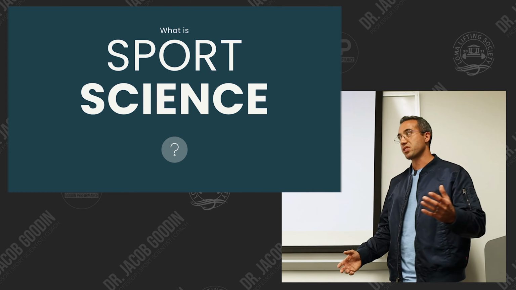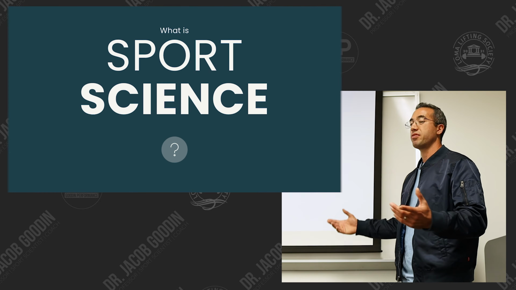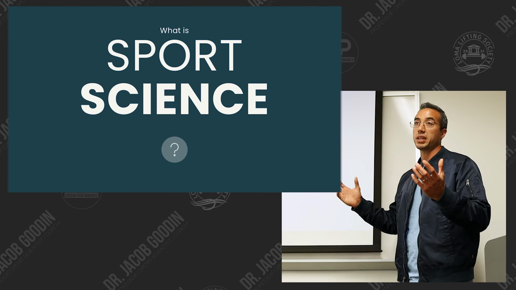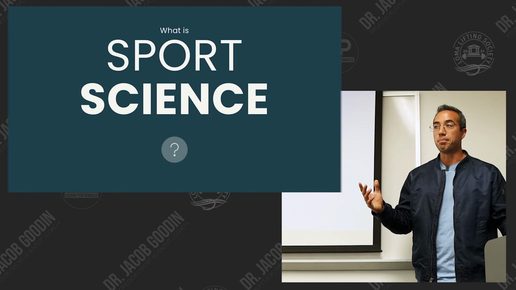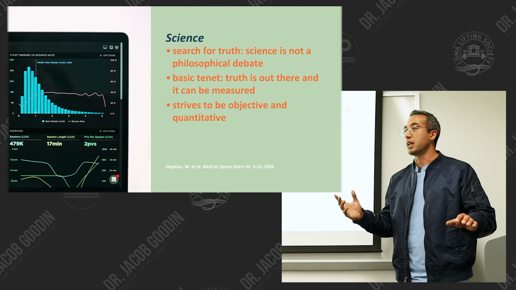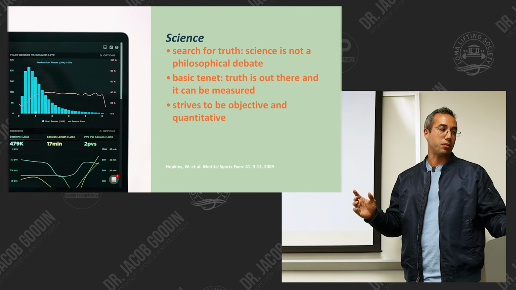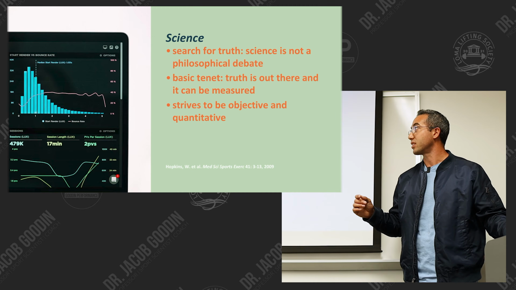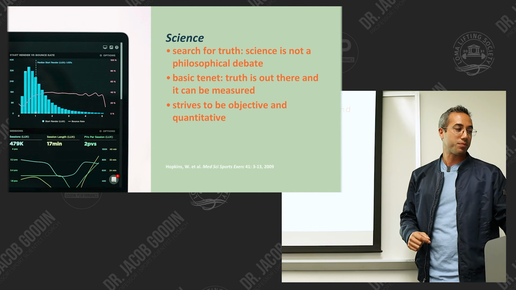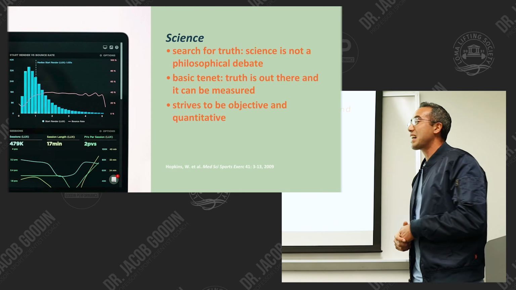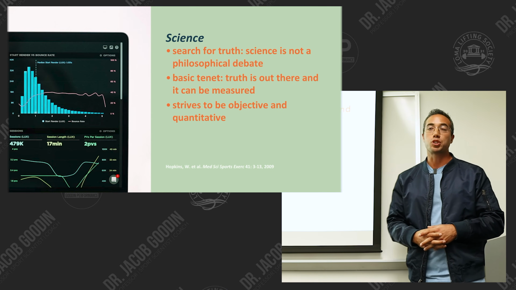So first, what is sports science? To define that, I like to break it down into each component word. So first, what is sport? We think we know what that is, but oh, sorry, not what is sport, I have those out of order. That should say, what is science in bold? So what is science? Science is a search for truth.